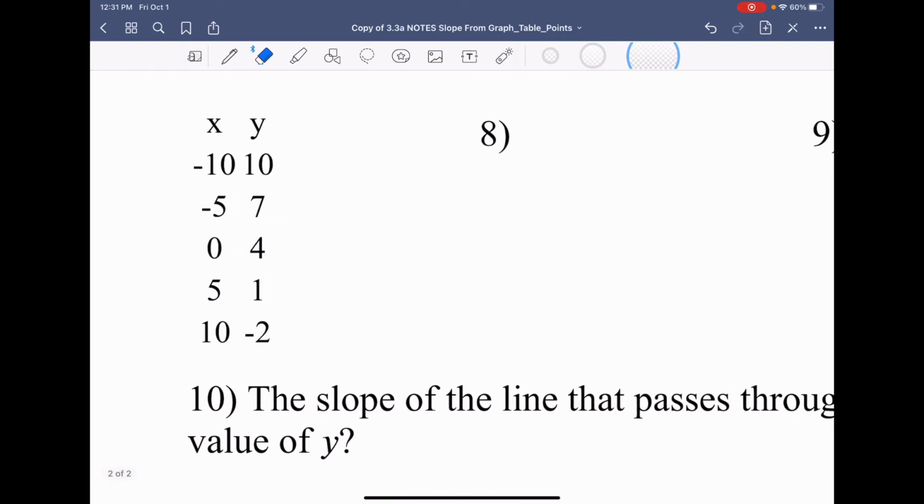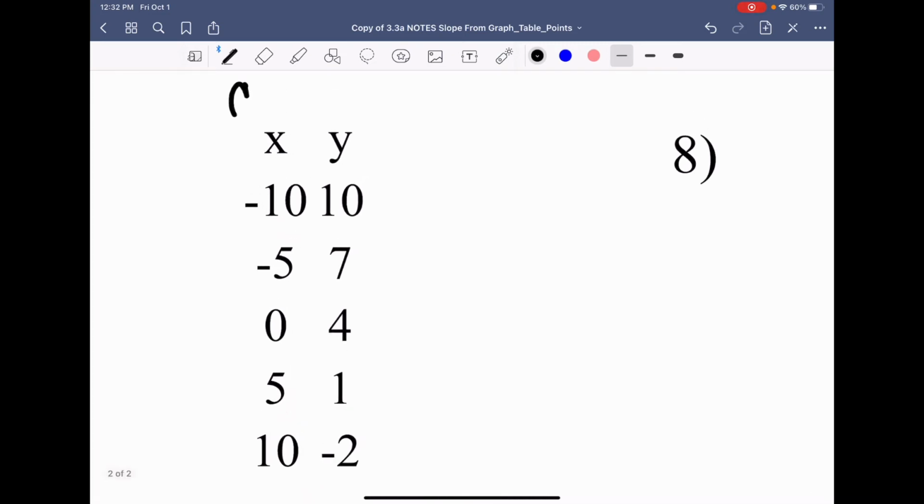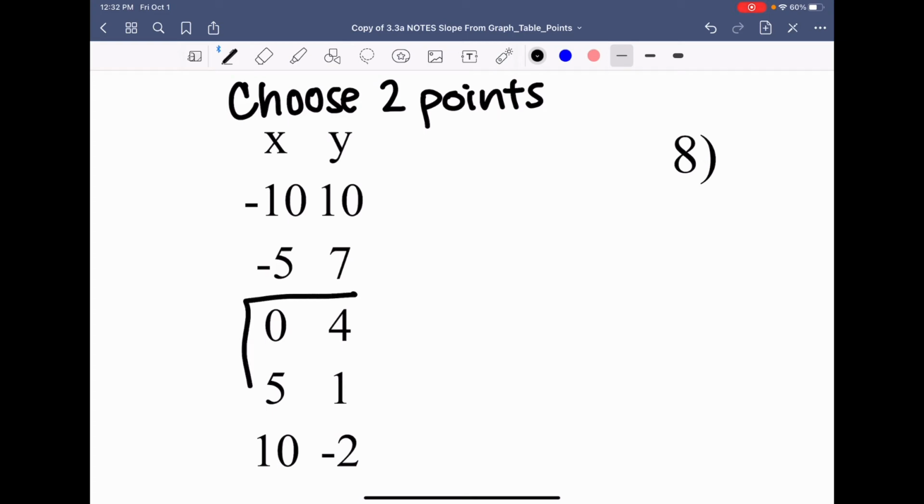All right. So to continue on with the notes, my notes look a little funky, but we have a table here. And how you find the slope between points in a table is just like you would with an ordered pair, because a table is just filled with ordered pairs from a graph. So in order to find the slope of a table, you just choose 2 points. You can choose any 2 points on the table, and then apply the slope formula. So I'm going to choose these 2.